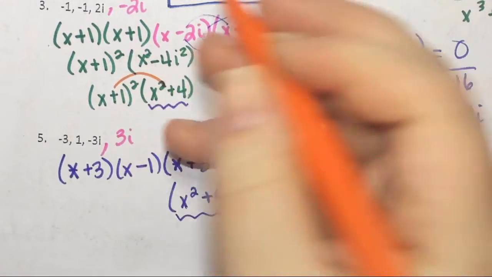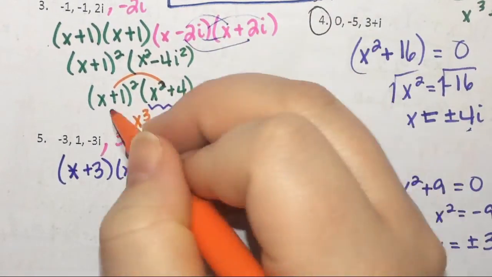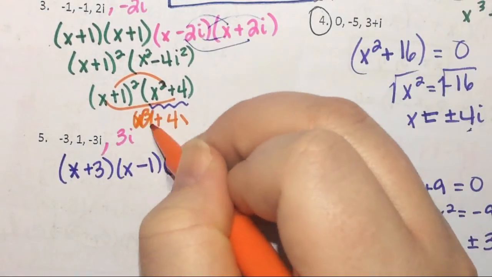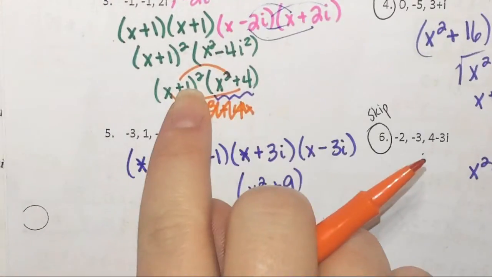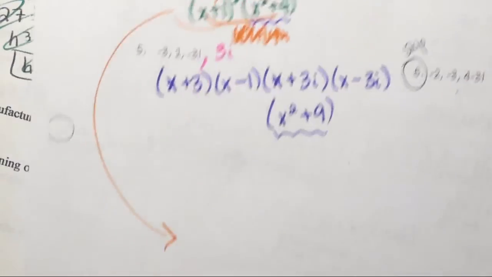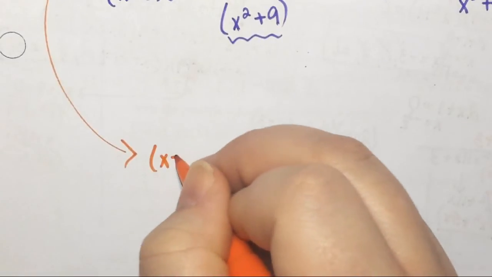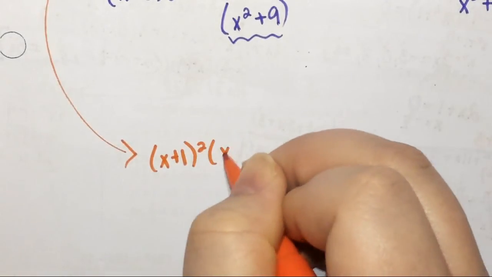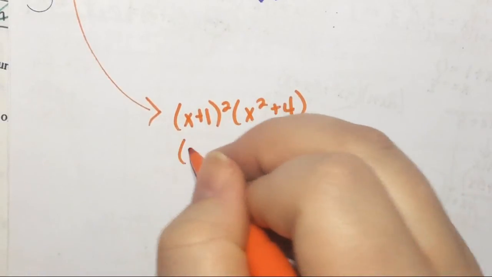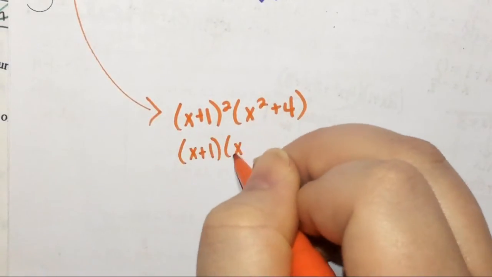So x times x squared would give me x to the third plus 4x. Oh, I miscounted something wrong. That's x plus 1 squared. So I need to FOIL this bad boy out first. I got to have some extra room. Lord. It was x plus 1 squared and x squared plus 4. I don't know about y'all, but I'm getting pretty good at FOILing. If you need to list this out, you can.